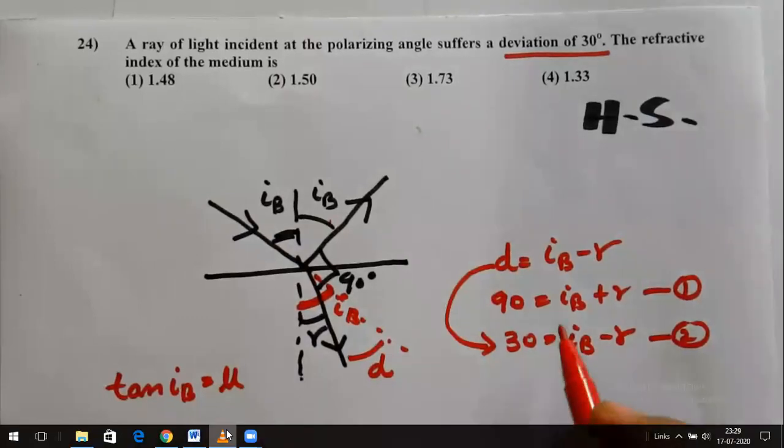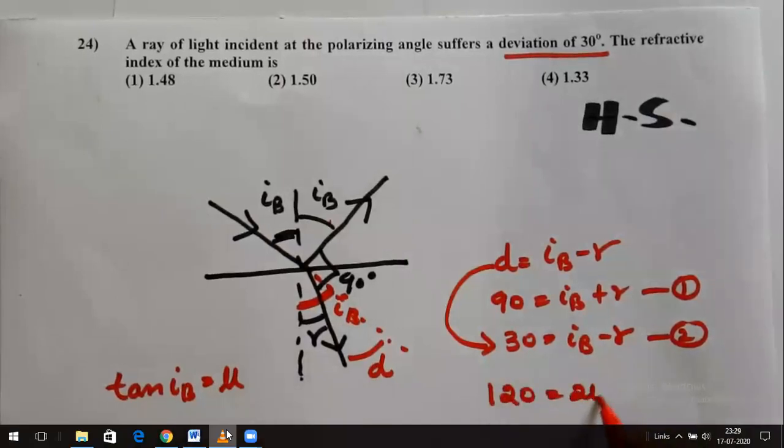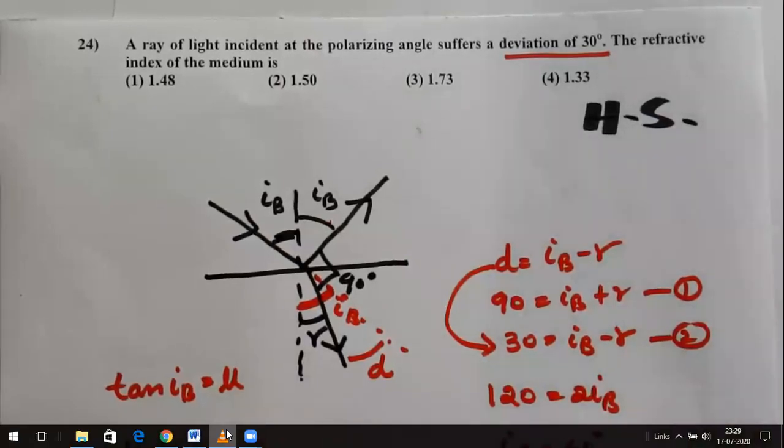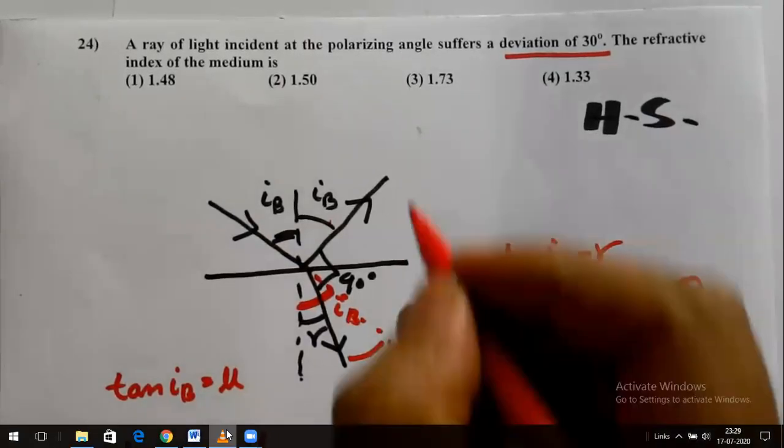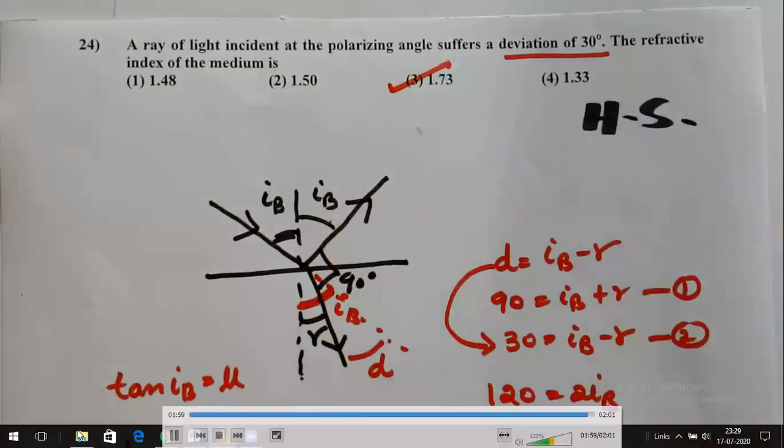So if you add these two equations, you will get IB. So 120 is equal to 2 IB. R will get cancelled. IB is equal to 60 degrees. And tan 60 is equal to the refractive index of the medium, which is reflecting and refracting the light. And tan 60, mu, is equal to √3. That is equal to 1.732. Option 3.